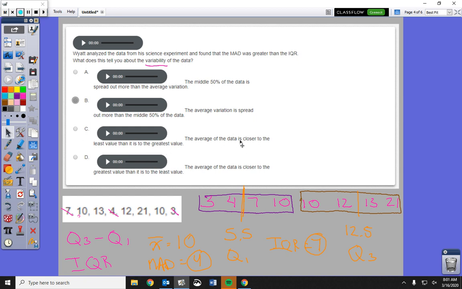It says the average of data is closer to the least value. And what we talked about, remember, just because one value is the least value and the greatest value, that's not necessarily a good indicator of how close that is to the MAD. All right, let's take a look at the next one.